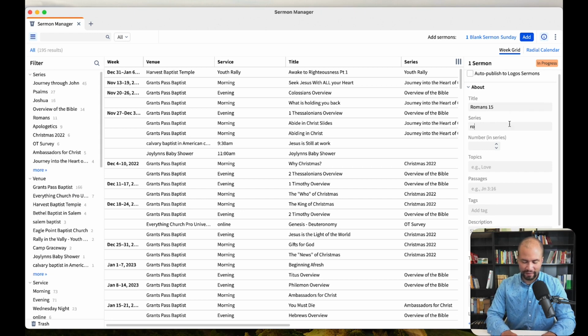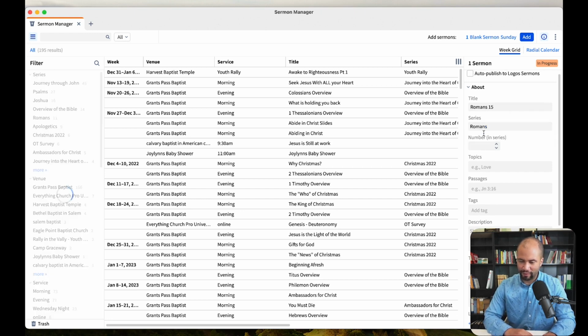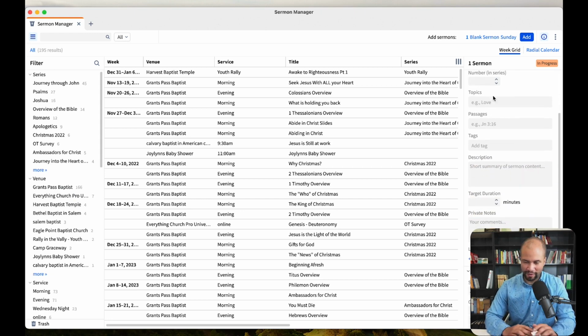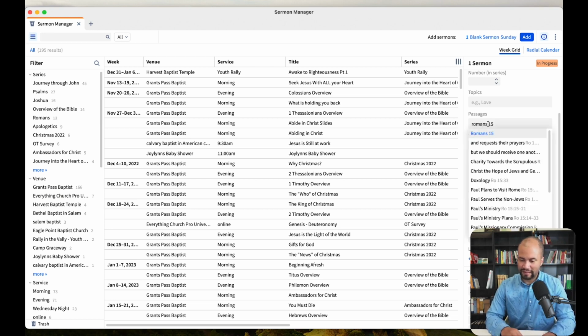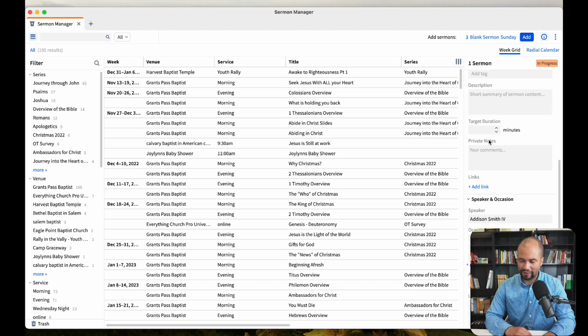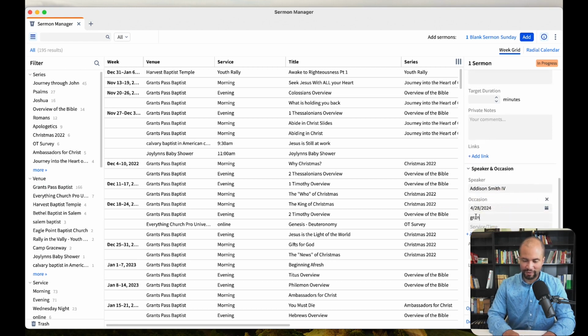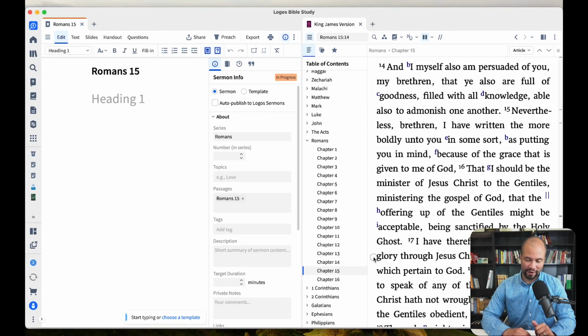Romans 15, the series is Romans. So it's going to link it up with all my other Romans ones. I can put in here Romans 15. That is the passage. Then I'll come down here, which is super awesome for keeping everything organized. This is something that I use so often. So if I preach it again, I'll push add occasion. I can put another occasion right there. And then you just push open, and it opens it up for you.